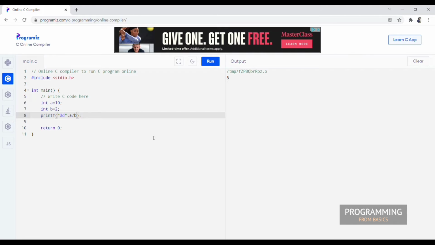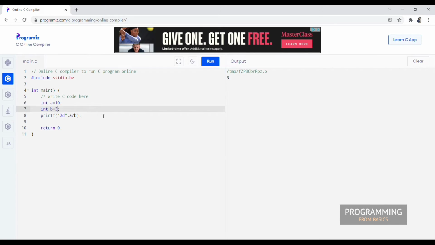Here I have given int a equal to 10, int b equal to 2, and I'm getting the output as 10 by 2, nothing but 5. So this is fine, but if I give the value of b as something like 3, then I'll be getting 3. But 10 by 3 is not equal to 3. 10 by 3 is something greater than 3, some 3.12 or 3.23 or something like that. So we need to get the accurate value. That's why, to get the accurate value, I always suggest you use float instead of integers.